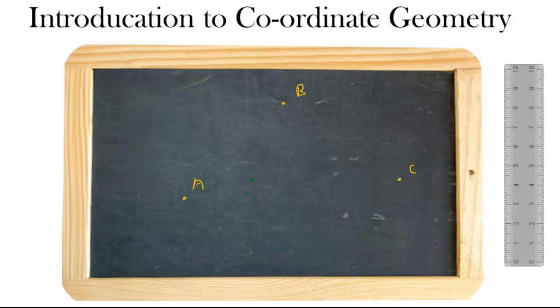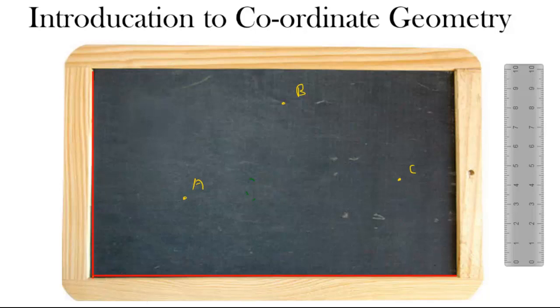For this we will consider the edges of the slate. This is the vertical edge and this is the horizontal edge. Now how can we describe the position of A? For this we will start from this point, where both the edges are intersecting each other, or we can say from a corner.